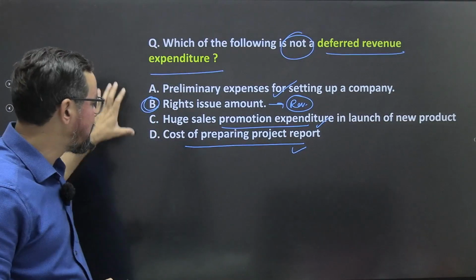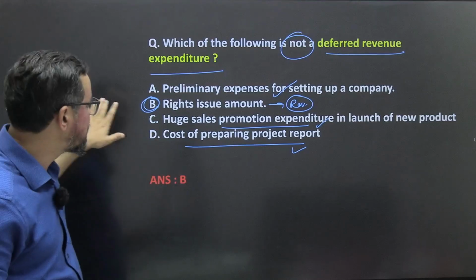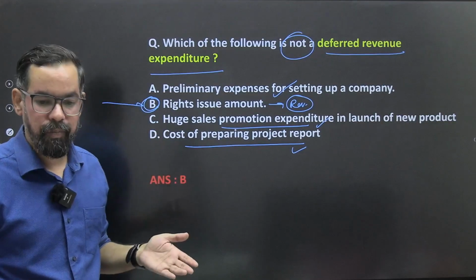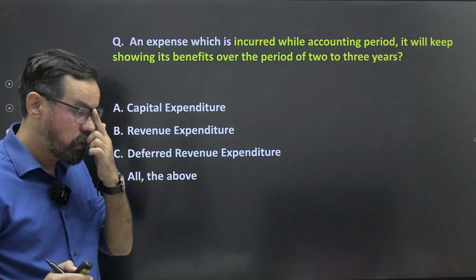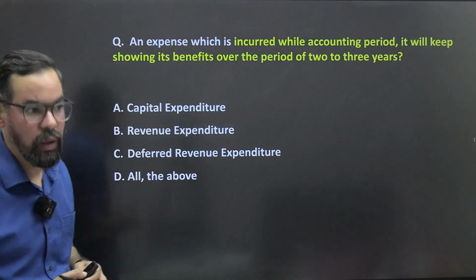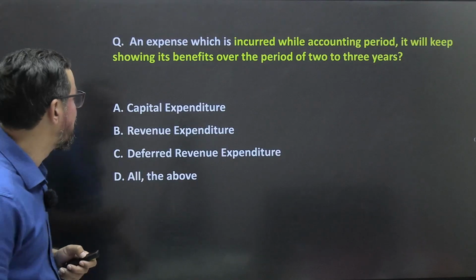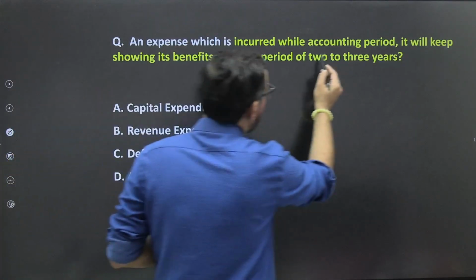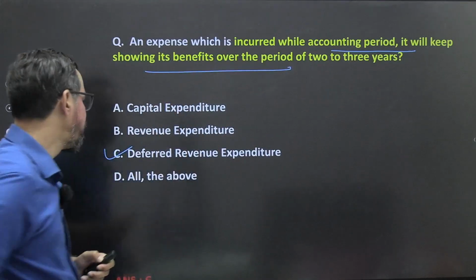ठीक है. So these are the three which are generally known as deferred revenue, but this one is generally accounted in the accounting period itself. Okay, so whenever companies come up with a rights issue and all, the amount is adjusted in the same period. So that is generally known as revenue. An expense which is incurred in the accounting period and it will keep showing benefit. Okay, it's a repeat question, sorry.